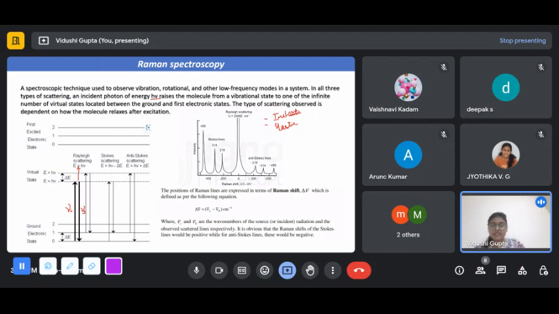In Rayleigh scattering, basically a molecule is excited to a higher energy level or a virtual state, and then it relaxes back to its original state, and the photon is scattered elastically, leaving its original energy. So this type of scattering is Rayleigh scattering, and it is an elastic scattering.